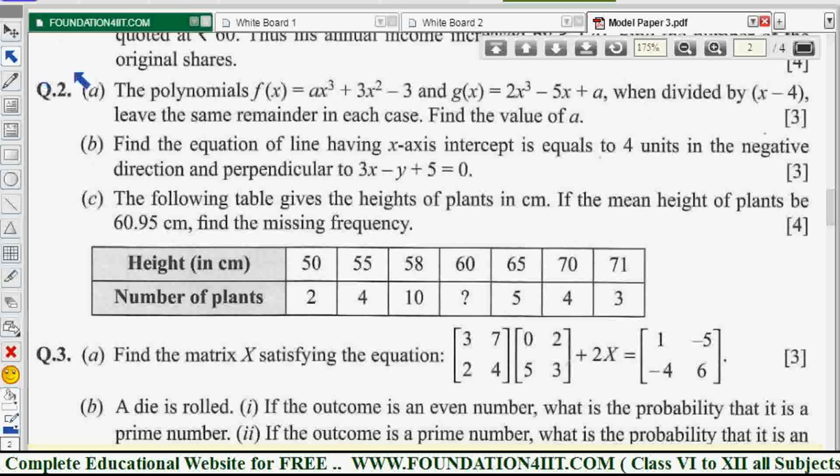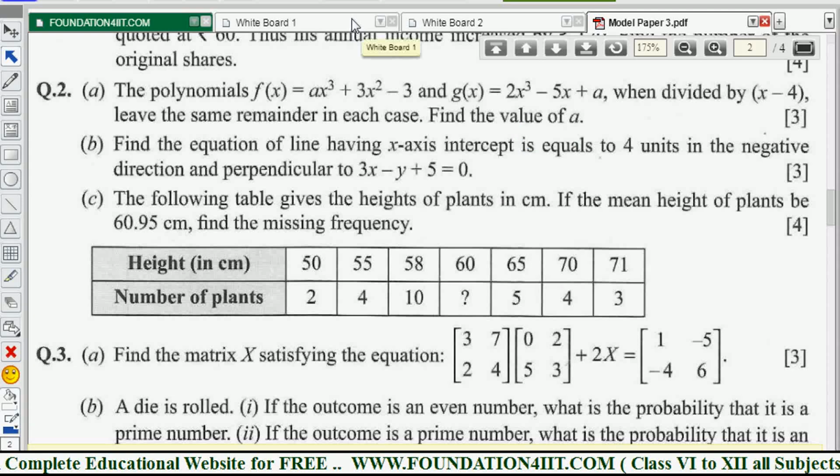So, see question number 2. In this first one, the polynomials are f of x equals ax cube plus 3x square minus 3, and g of x equals 2x cube minus 5x plus a. These two, when divided by x minus 4, leave the same remainder in each case. Then find the value of a. So let us use the remainder theorem to find out the value of a.